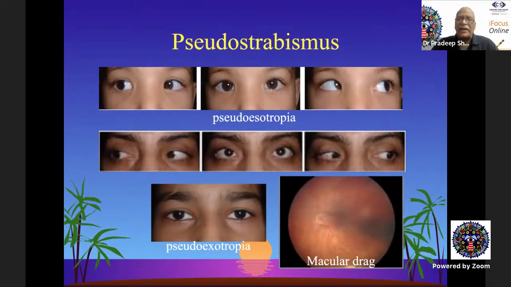Now let's say this child, and you look at the top picture, it looks like an esotropia. But is it really an esotropia?